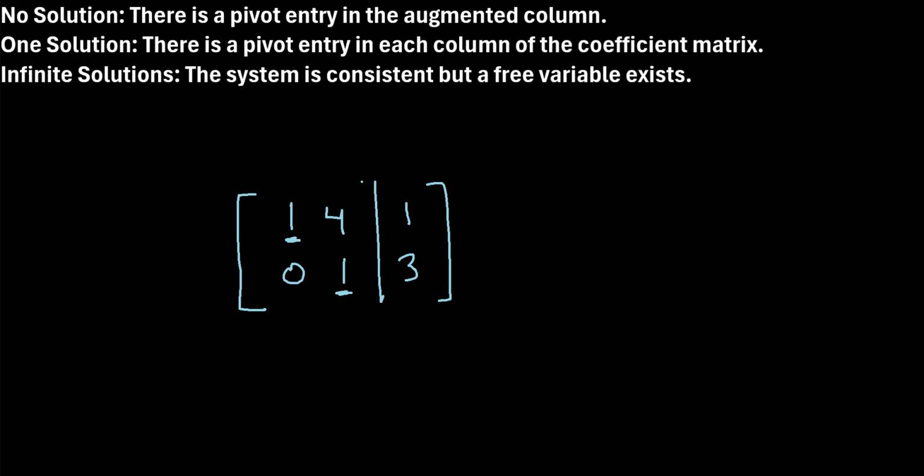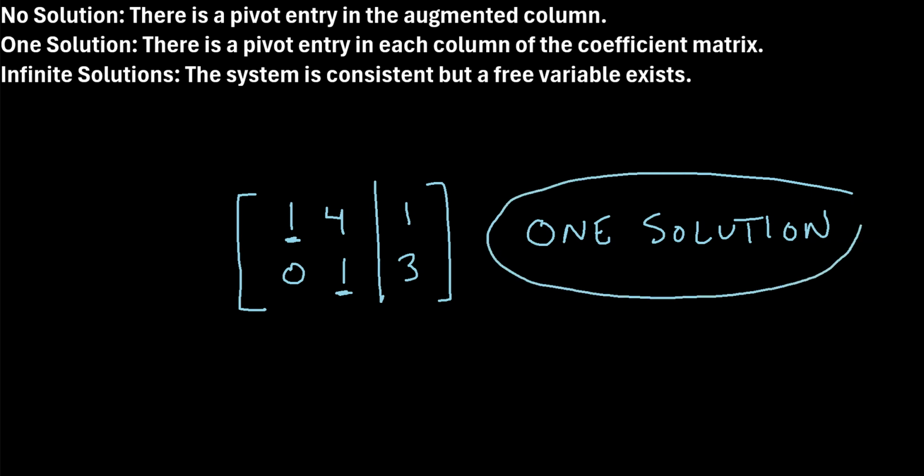So we can see that in our coefficient matrix, remember this matrix right here, each column has a pivot entry. So that means that this particular system of equations will have one solution, because there is a pivot entry in each column of the coefficient matrix.